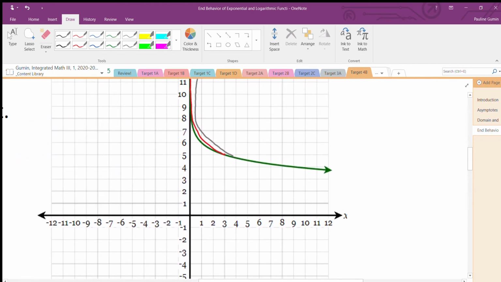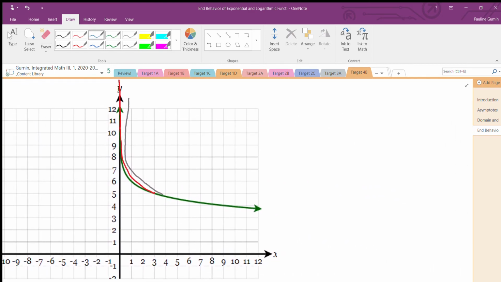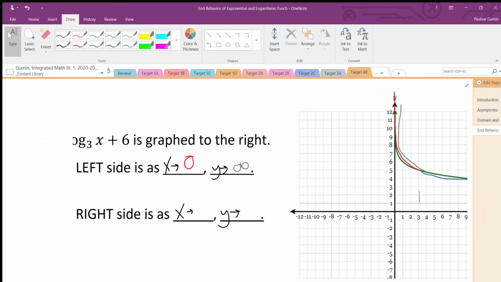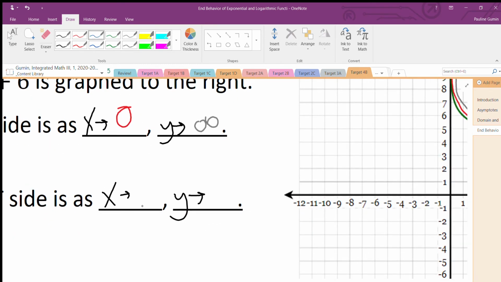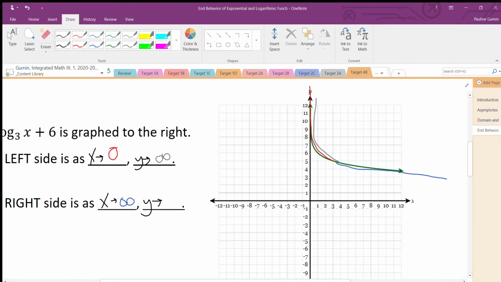Let's take a look at the right-hand side of our graph. I'm going to start tracing it going to the right and see how my finger does. It looks like my finger can just keep going to the right without stopping, which means x is approaching positive infinity.